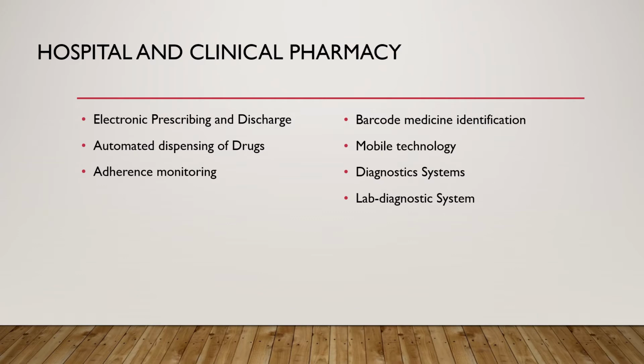If we talk about the use of computers in hospital, the main use is to maintain the patient record database, which is continuously updated so as to reflect the current status of all the patients. Other than this, electronic prescribing and discharge will also be an integral component. The automated dispensing of drugs is also made possible because of computers. You can also include adherence monitoring. Other than this, barcode medicine identification, mobile technology, and diagnostic systems are some of the many key features that are possible because of computers.